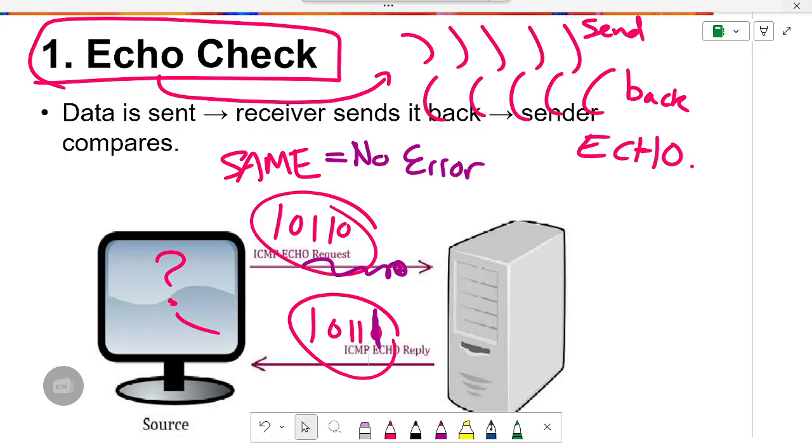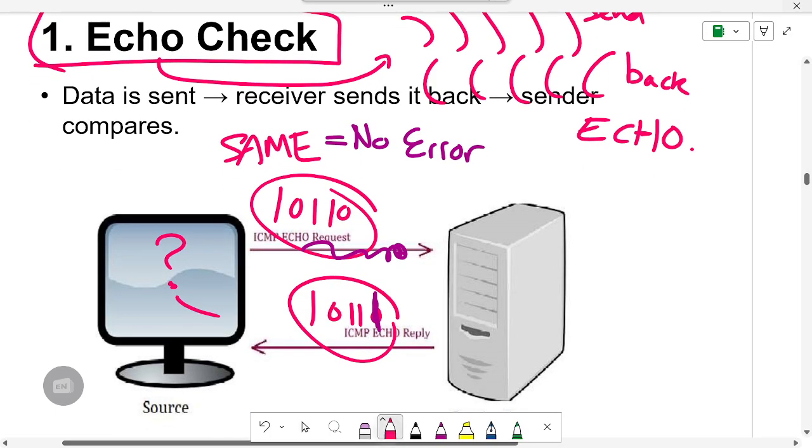Have you written it down? Echo, you don't need to copy, you just say echo check is you send back the data. If it's the same, means no error. That's it. Do not copy everything. You can draw a little picture, okay? Like two PCs.